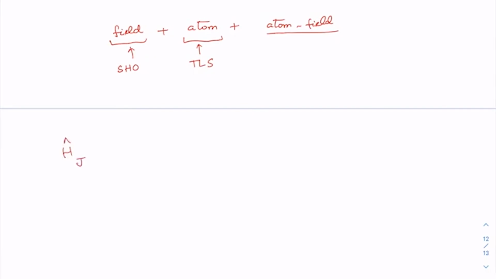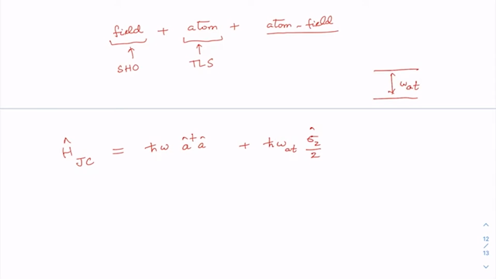The full Jaynes-Cummings Hamiltonian. First of all, we have a field mode, which we can write as a simple harmonic oscillator, h cross omega a dagger a, where omega is the frequency of the mode. I'm not writing plus half here because that's just a constant. And then the atom, we are going to model as a two-level system, so we have this atomic transition frequency omega atom, and let me write it as sigma z by 2, meaning that my atomic transition frequency is omega atom.